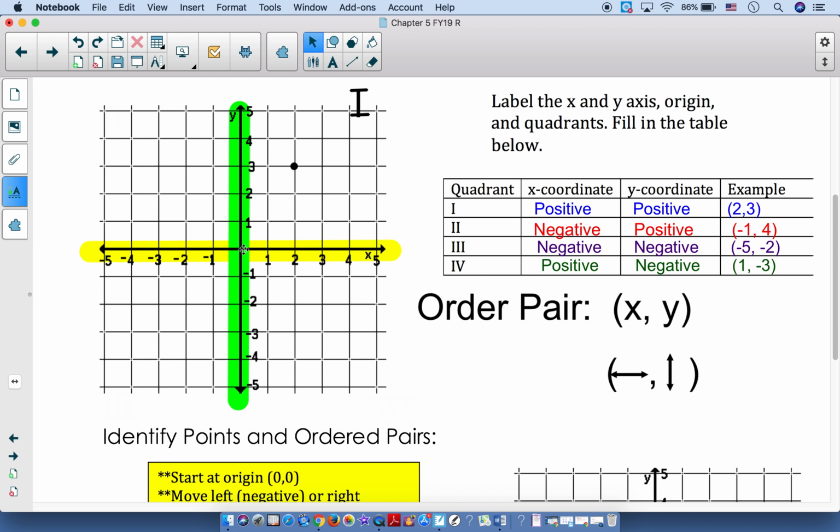So over here I go to the -1, because it says -1, and then it says 4. So I go up 4. And this is quadrant 2.